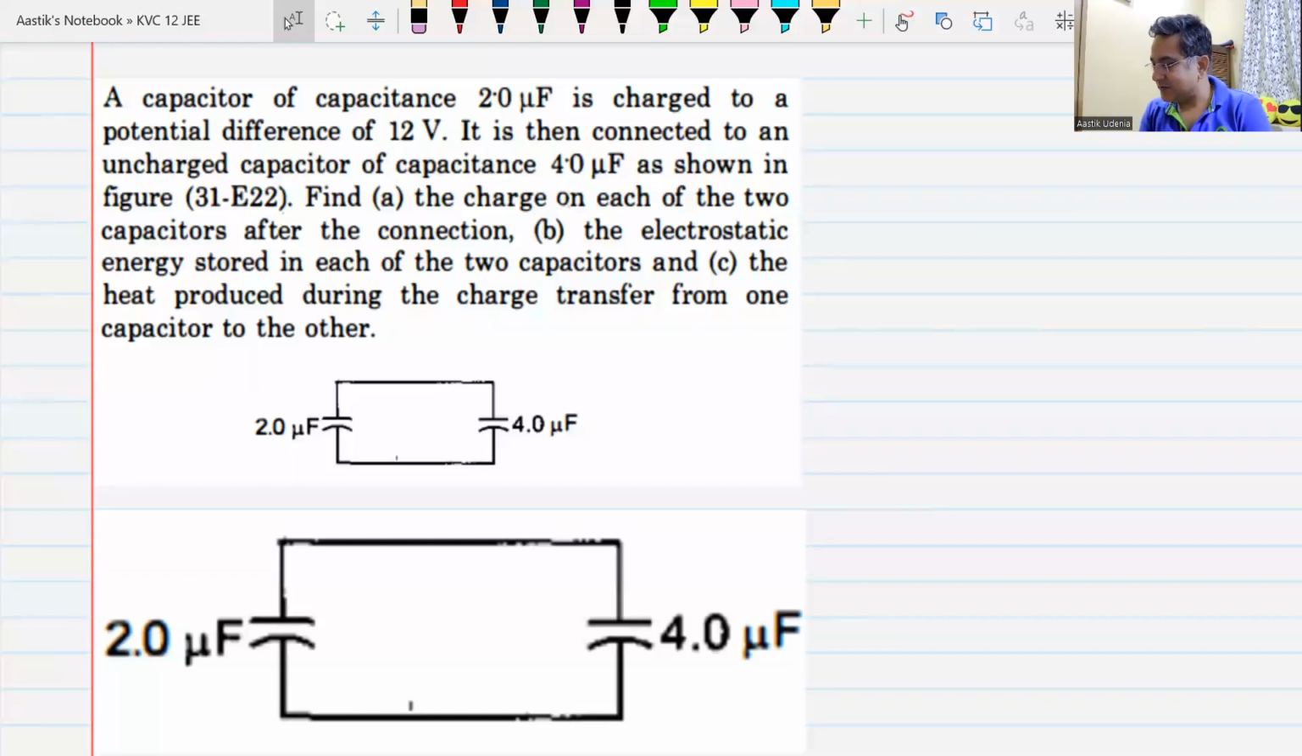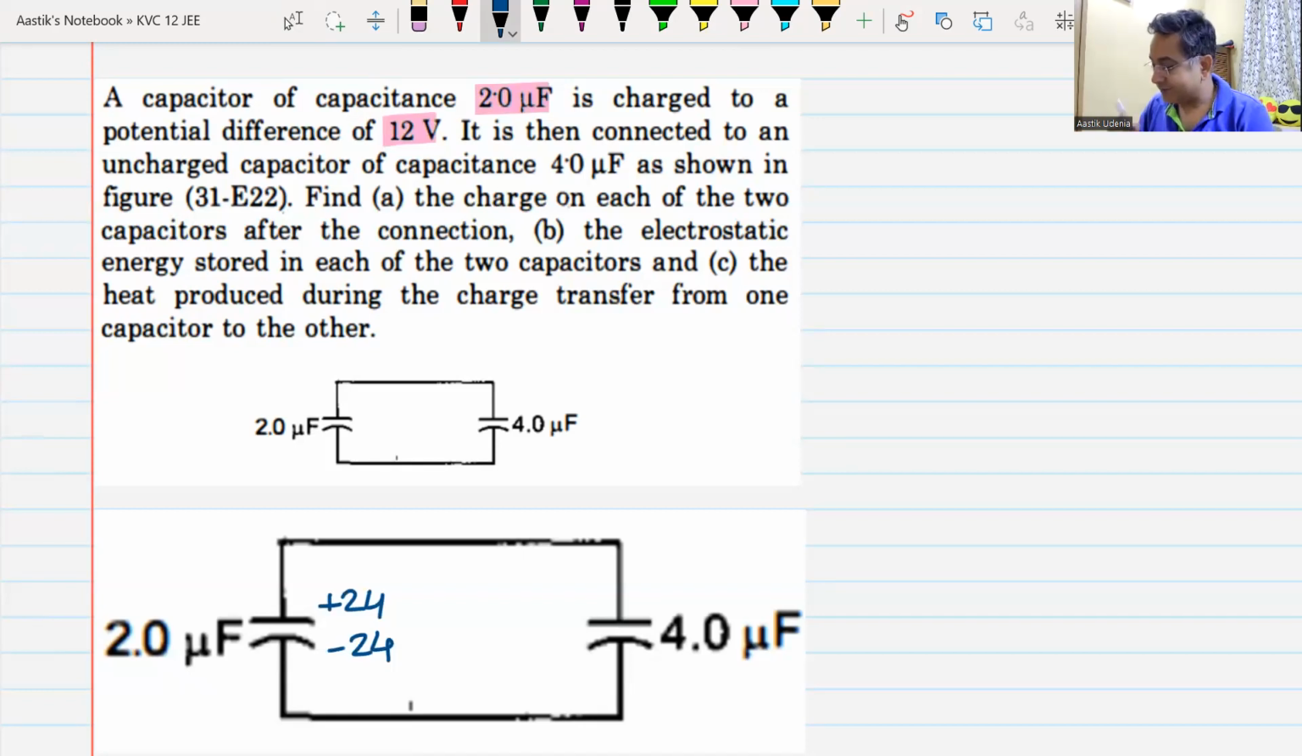So how are you supposed to do this? The 2 microfarad capacitor is charged to a potential difference of 12 volt. Let me assume that this is the positive plate and this is the negative plate. So this plate will get 24 microcoulomb and this plate will get minus 24 microcoulomb. Let me write it here on this side: plus 24, minus 24 microcoulombs.